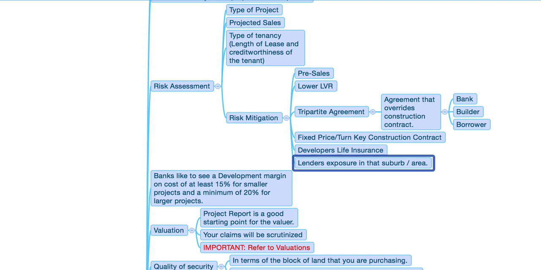For example, you go to XYZ Bank and you are developing in a suburb called ABC, and XYZ Bank is already financing 10 different developments in the same suburb, ABC. And you go there with the 11th development that they want to finance. Although everything might stack up, they might still refuse the deal, because their exposure in that suburb is way more than their comfort level. So that's one thing you've got to remember as well.